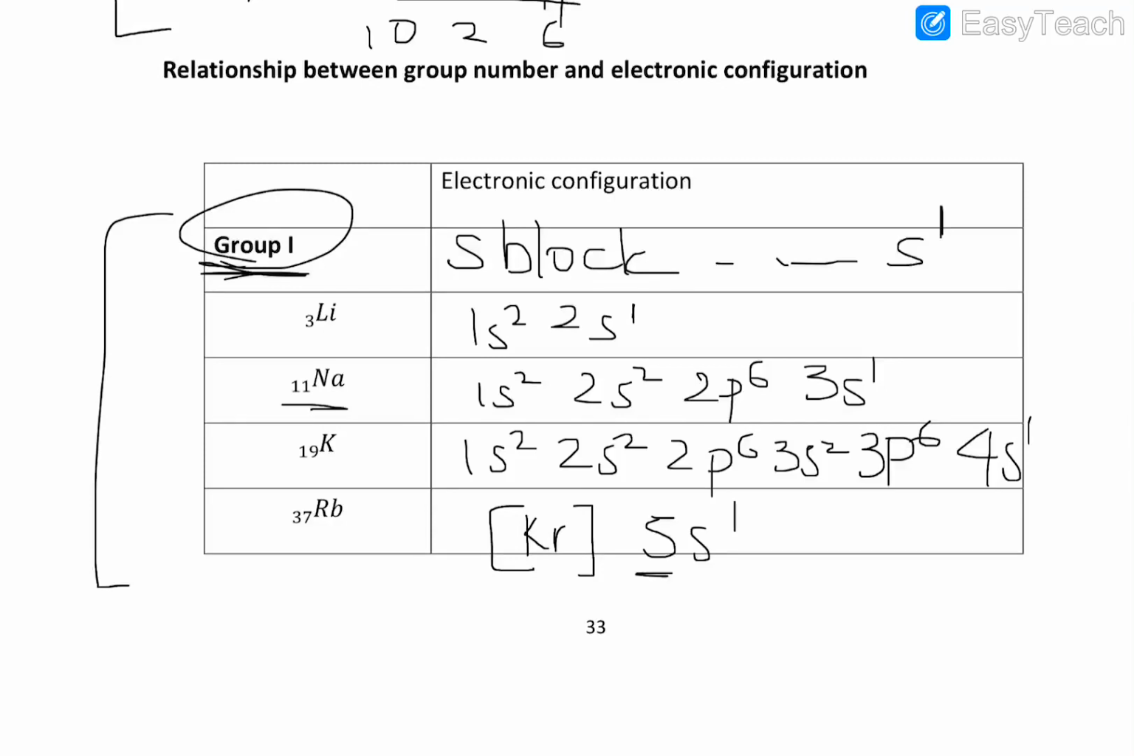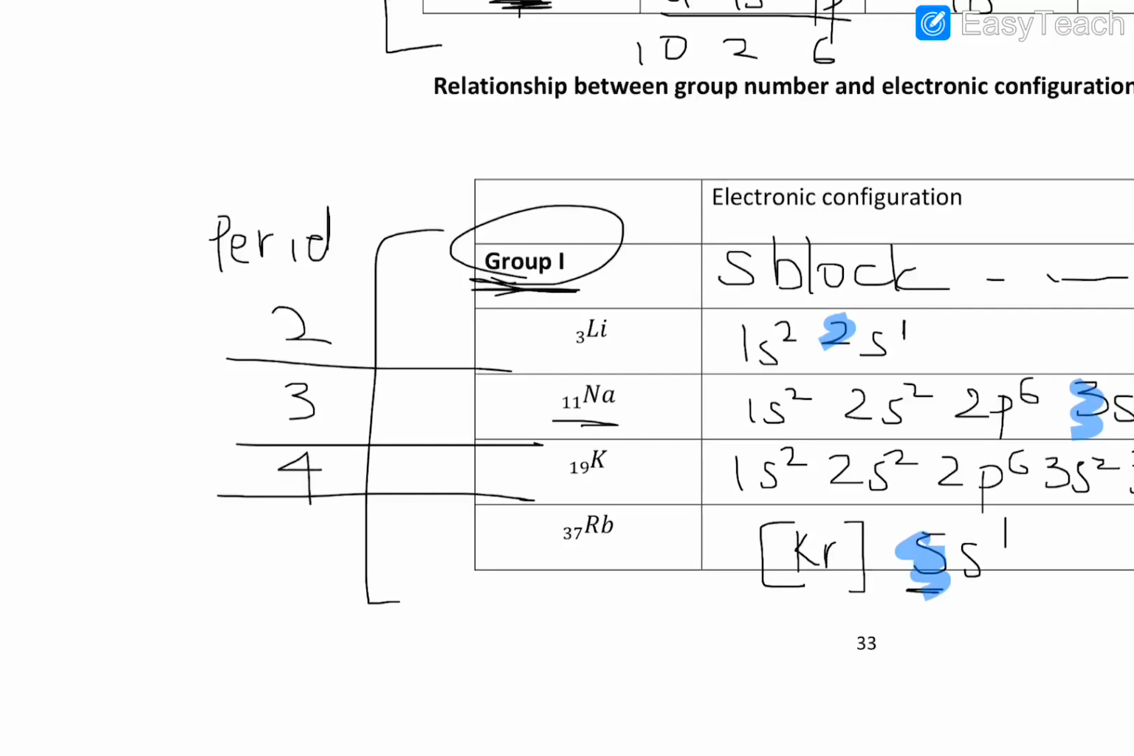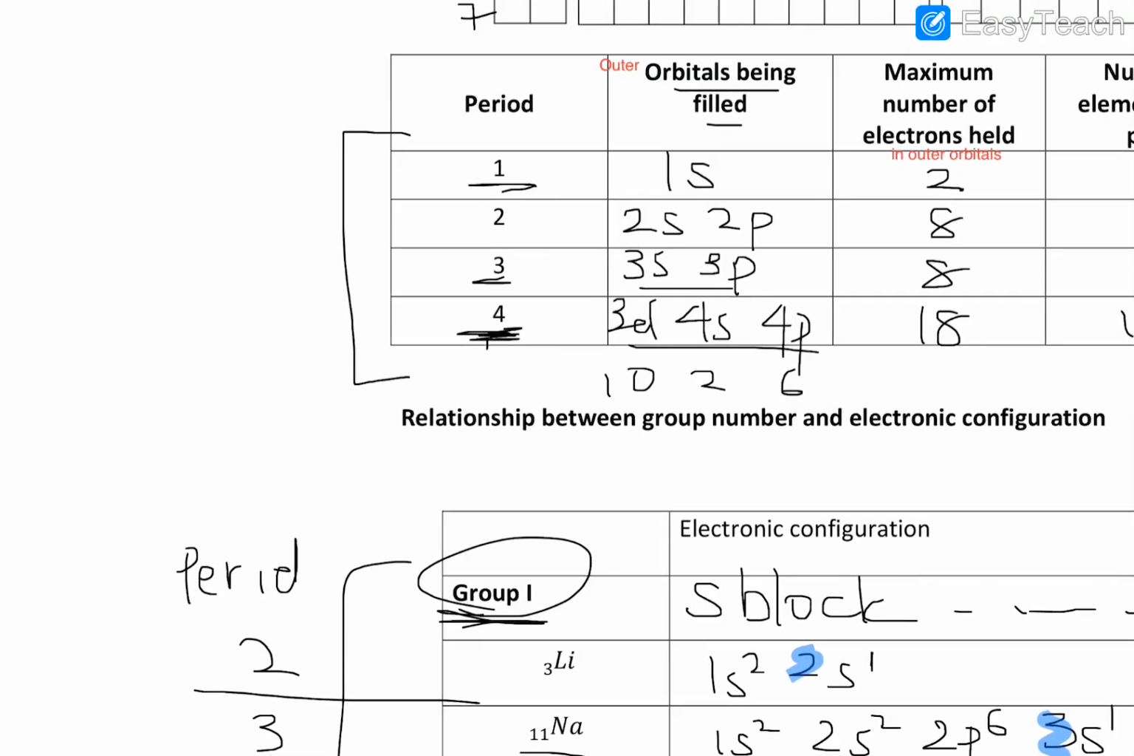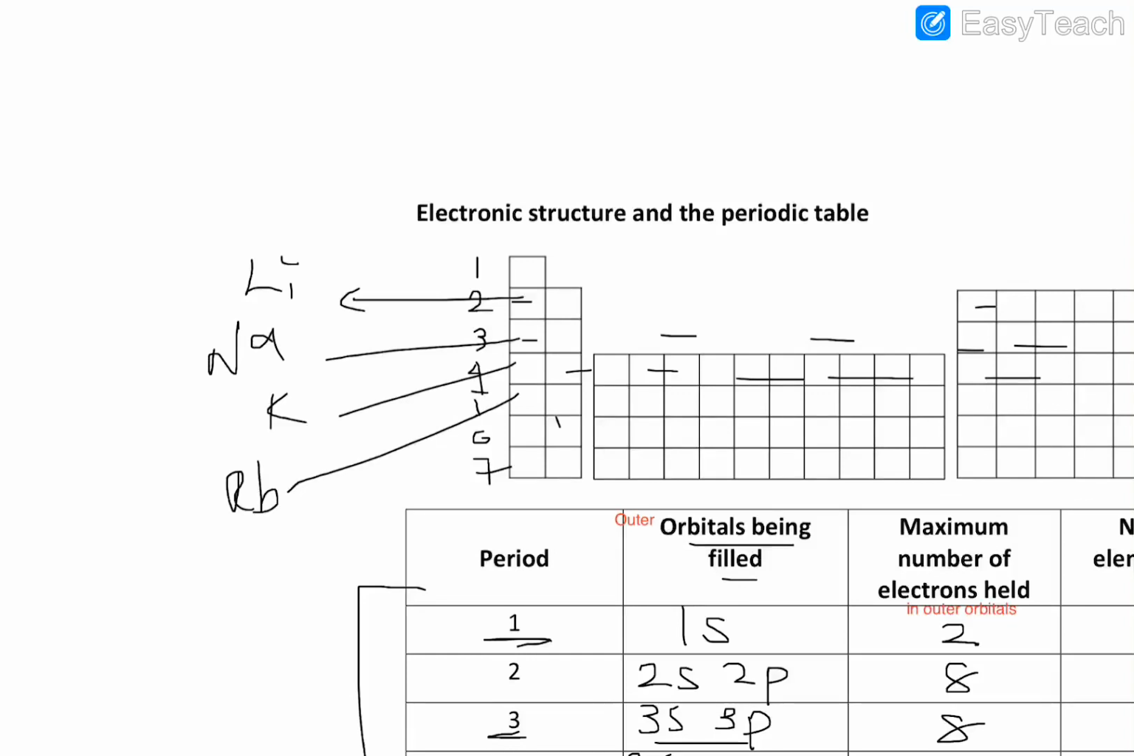How do I know what number to put in here? This will depend on the period. Lithium is found in the second period. So let me put period here. Second period, third period, fourth period, fifth period. So second period, here you have lithium. Here you have sodium, here you have potassium, here you have rubidium.